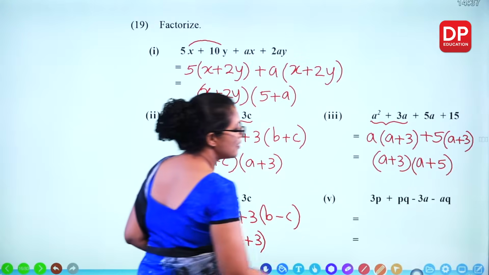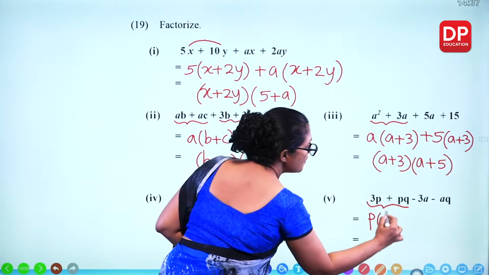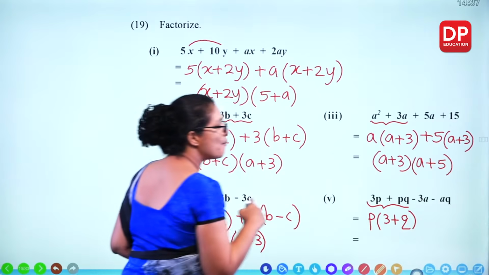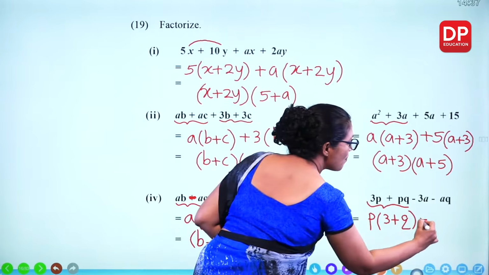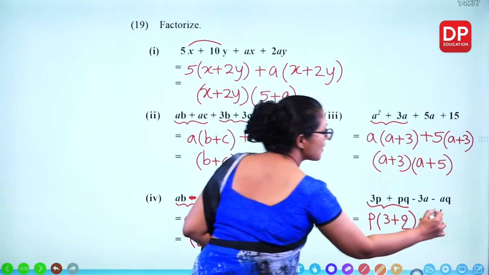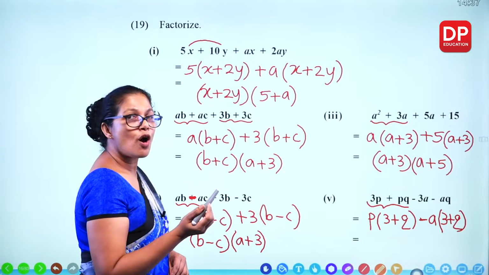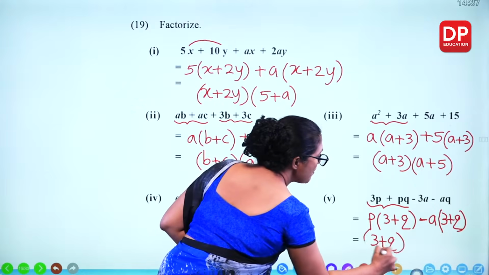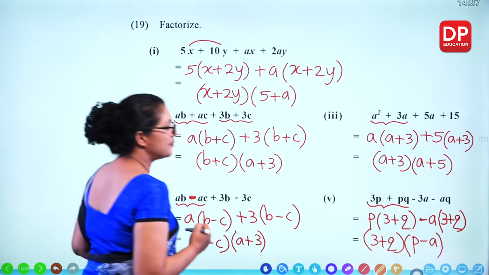Look at this one. When you take the first 2, p is common. Take it out. The remaining part is 3 plus q. Now both are minus, so we need to take the minus sign out. Minus a is common. So what's remaining? 3 plus q. Now again 3 plus q is common. Take it out. What's remaining? P minus a.